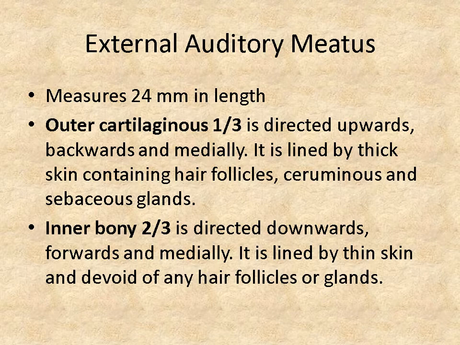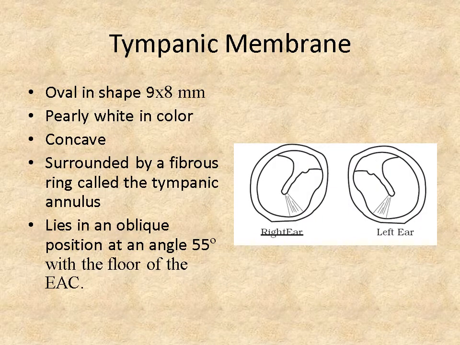The third difference between the two parts is the direction of the canal. The outer 1/3 is directed upwards, backwards, and medially, whereas the inner 2/3 is directed downwards, forwards, and medially. What about the anatomy of the tympanic membrane? It's oval in shape, almost 9 × 8 mm in diameter. It's pearly white in color, semi-translucent. It's concave when we see it from the lateral view. And the lower 2/3 of the tympanic membrane is surrounded by a thickened fibrous ring called the tympanic annulus.